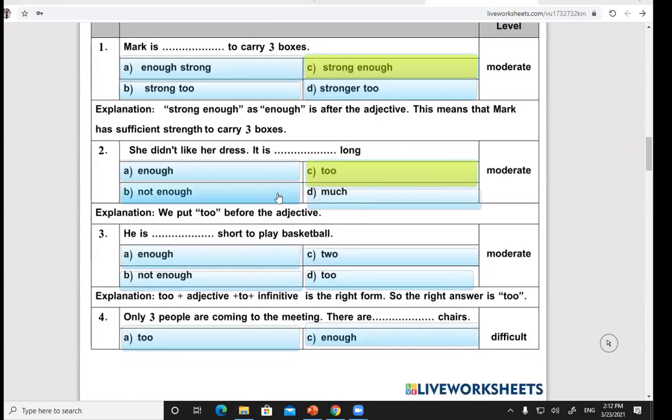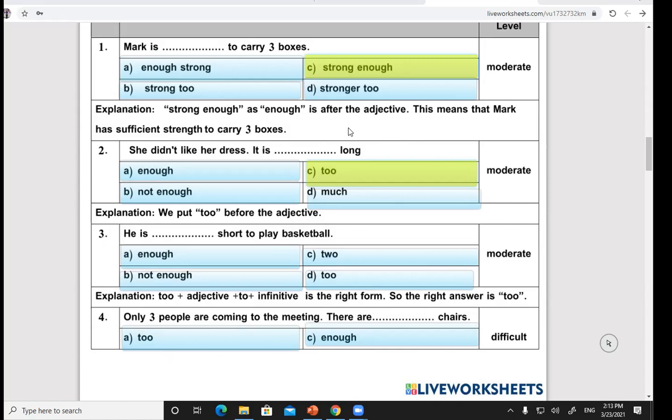Now, my friends, we've got a game. He is short to play basketball. Enough to, not enough to. Which one is correct? Now the microphone is open for you all. Everyone can speak now. We can put the group word. Which one? Number 3.